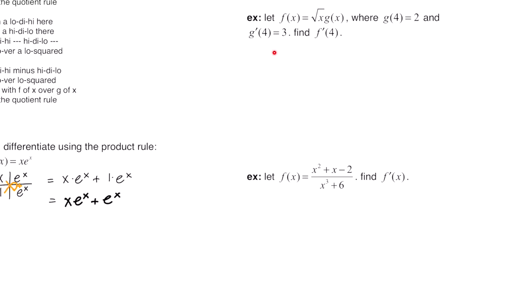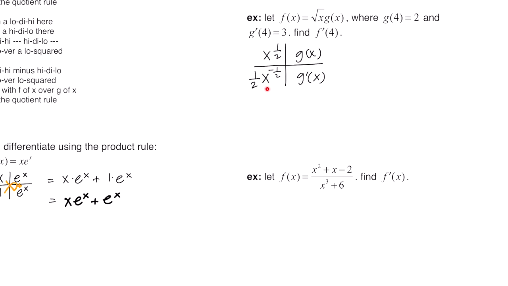This example says let f equal the square root of x times g of x, where g of 4 is 2, g prime of 4 is 3, find f prime of 4. So we want to take the derivative of f, and if you look at f, it equals a product of functions. Your first function is root x, your second function is g of x. So let's get it set up in the fish. So again, I wrote root x as x to the 1/2, and then I just put g of x right here, and now we're going to take their derivatives going down.